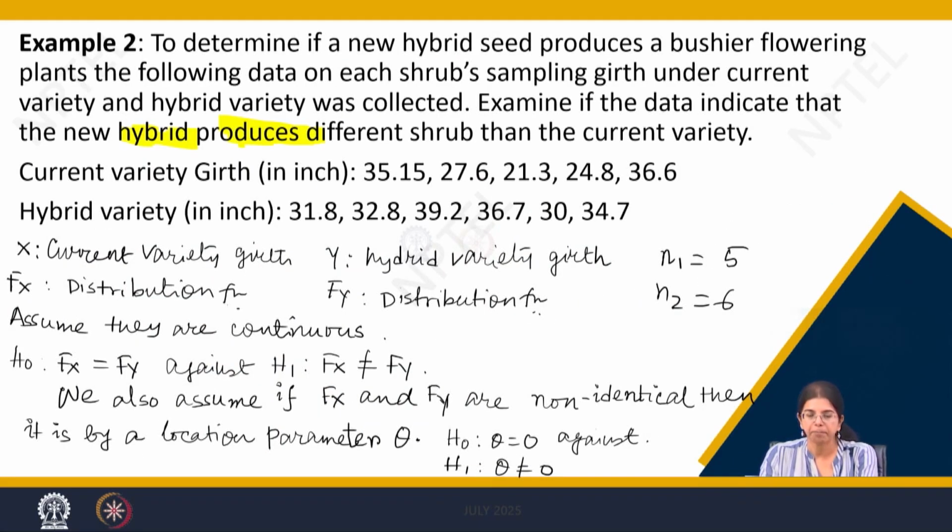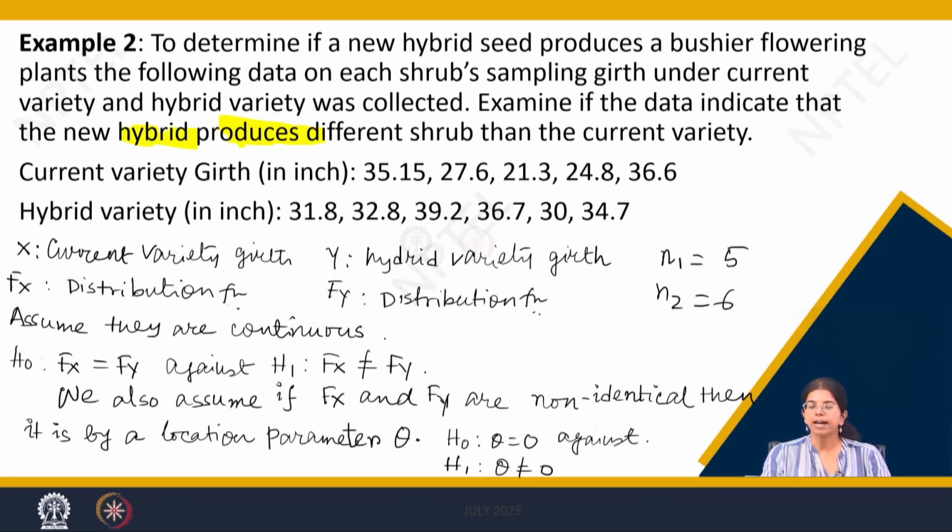Similarly, one more example I am posing in front of you. But you have to be very clear what your alternative hypothesis is, because you have seen that on the basis of the alternative hypothesis, your rejection region can be decided. So this is an example: a new hybrid seed produces a bushier flowery plant, and for the following data on each shrub's sampling girth under the current variety and hybrid variety was collected. Examine if the data indicate that the new hybrid produces a different shrub than the current variety.